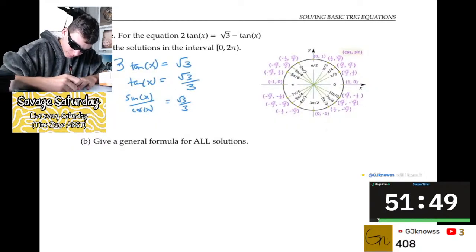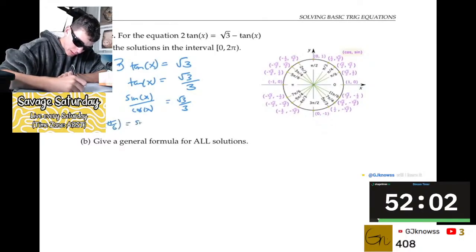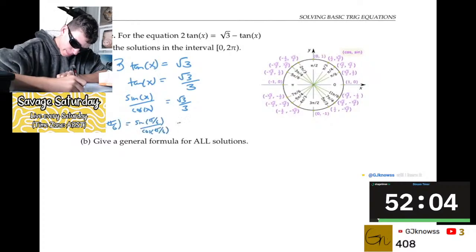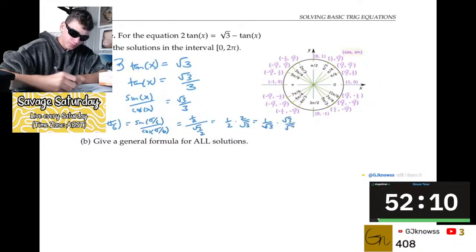I actually only need to look in the first quadrant and the third quadrant, because those are the quadrants where tangent is positive. And I really only need to look at angles whose either sine or cosine has a square root of 3 in it. So by trial and error, I can see that tan pi over 6, which is sine pi over 6 over cosine pi over 6, will give me 1/2 over root 3 over 2. That's the same thing as 1/2 times 2 over root 3, which is 1 over root 3. If I rationalize that, I get root 3 over 3.